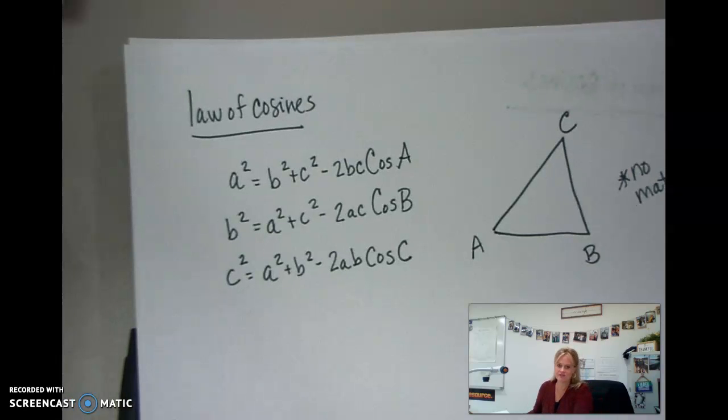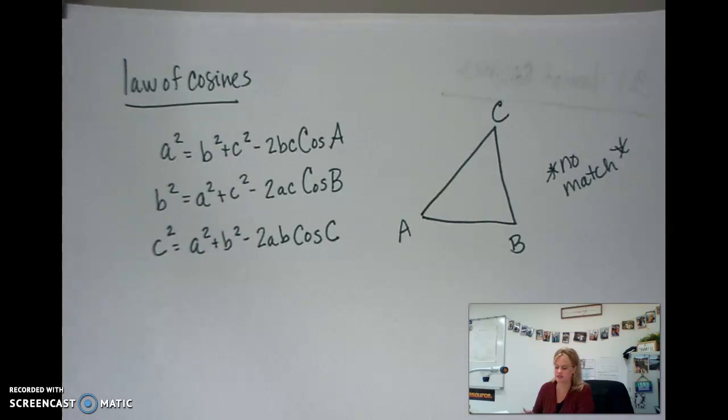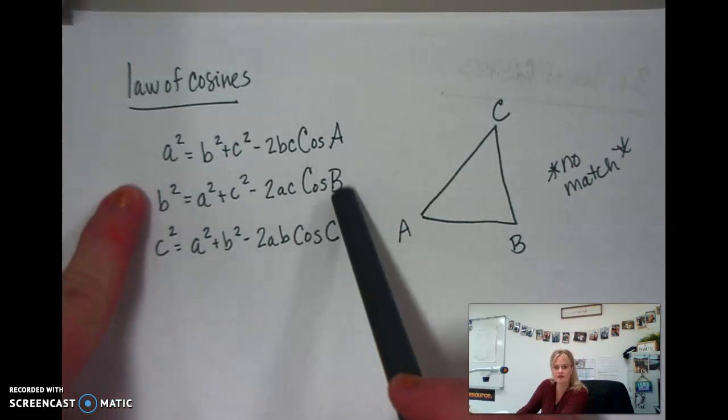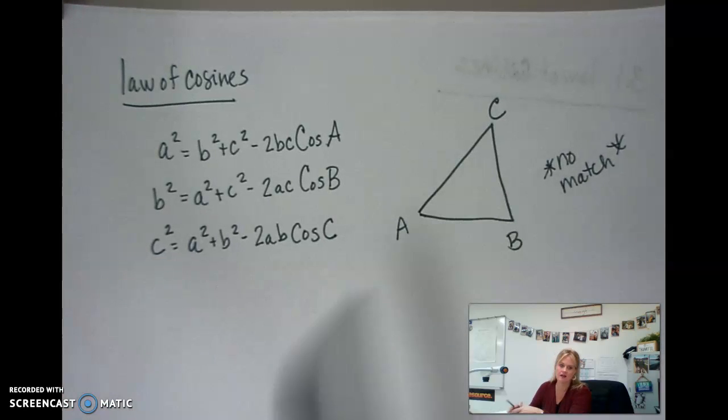Okay, so the law of cosines is a little bit different. As you can see, there are three different versions of the law of cosines. You're only going to use one based on the information that you're given. But the reason why we're going to use the law of cosines is when we don't have a match.